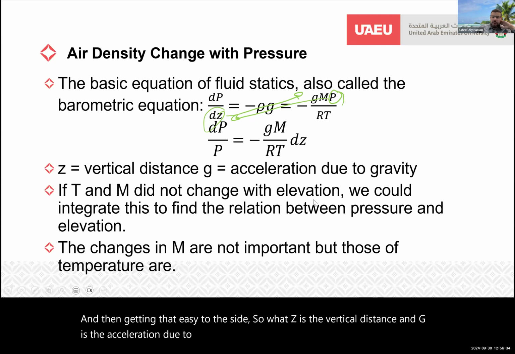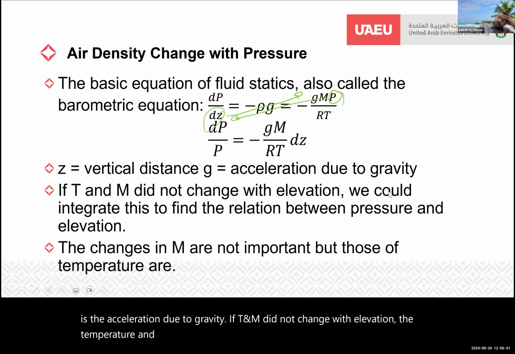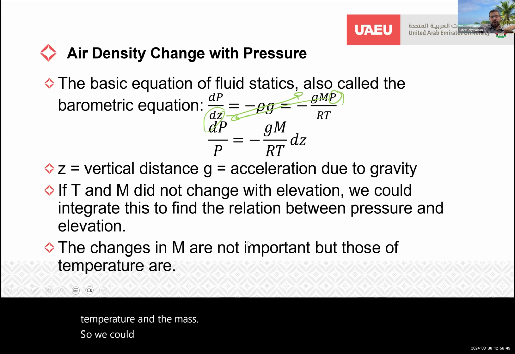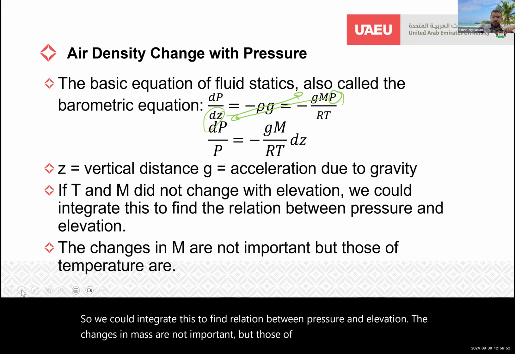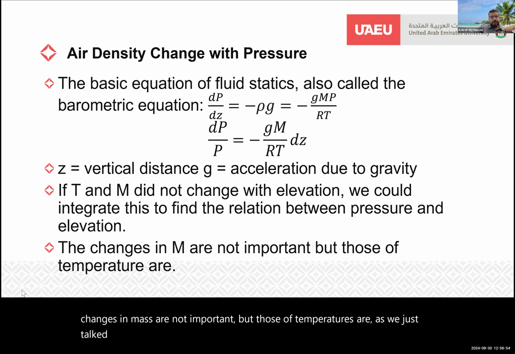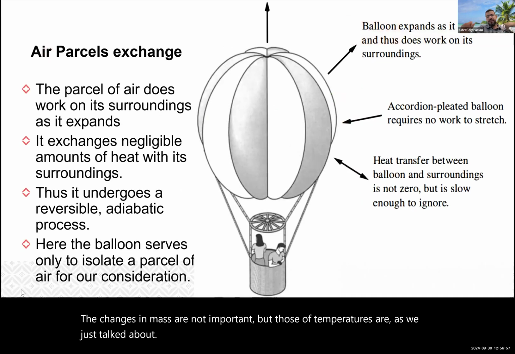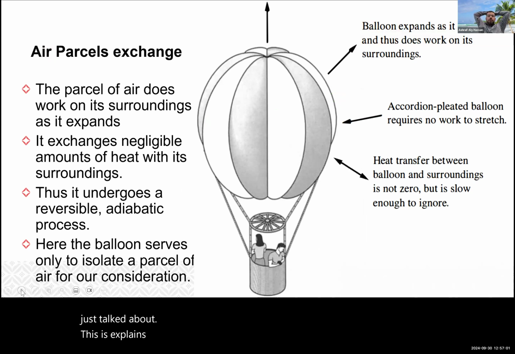If T and M did not change with elevation, the temperature and the mass, we could integrate this to find the relation between pressure and elevation. The changes in mass are not important, but those of temperature are, as we just talked about. This explains why a hot air balloon can go up and can go down based on its temperature.